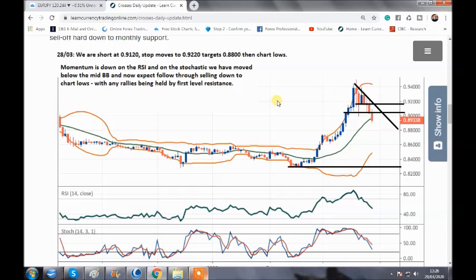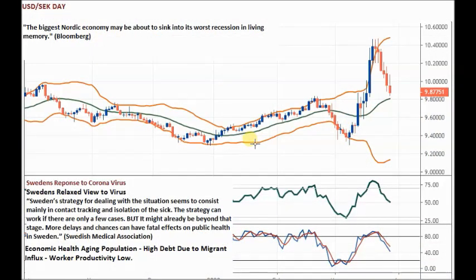Now, right, let's have a look at the euro proxy. I'm going to look at the SEK, so USD SEK next. Right, on the USD SEK daily. In terms of a quote up here, I put it from Bloomberg, it says the biggest Nordic economy may be about to sink into its worst recession in living memory. I think it's guaranteed to go into its worst recession in living memory.